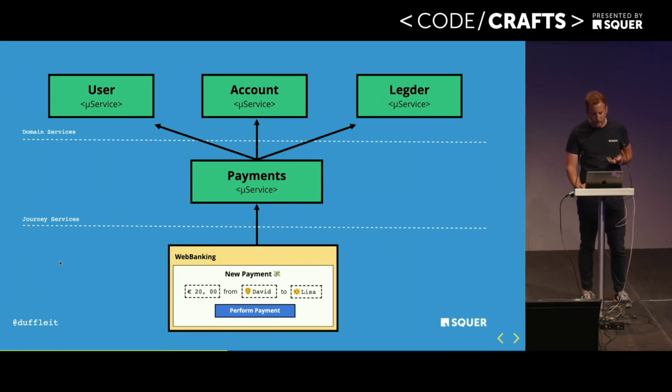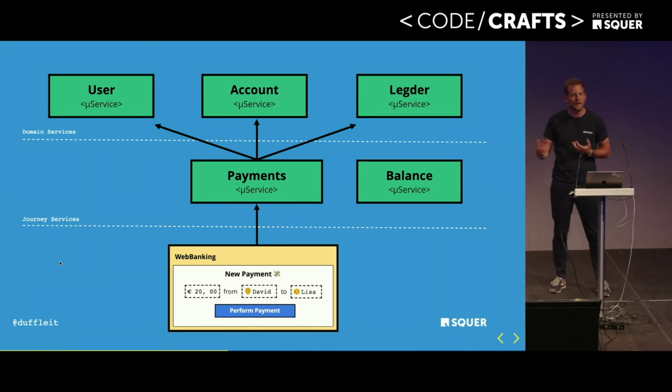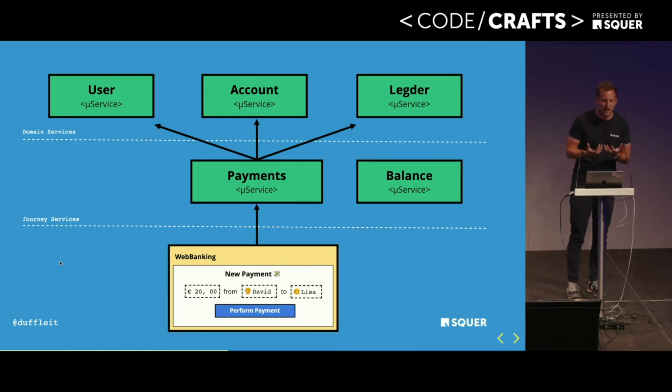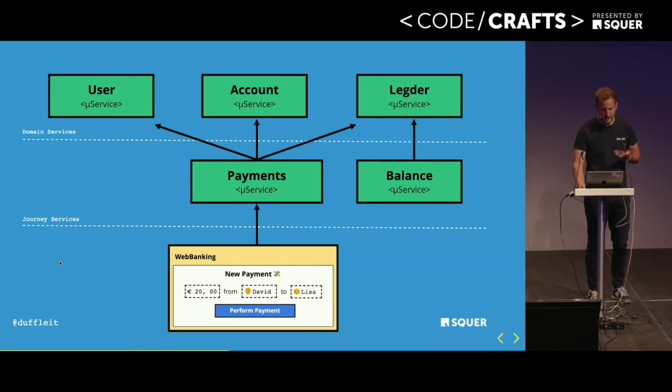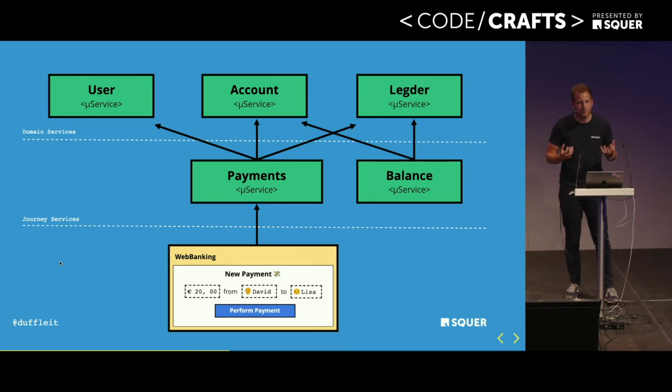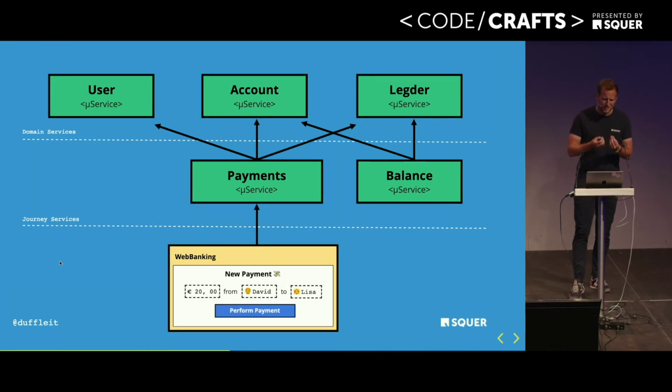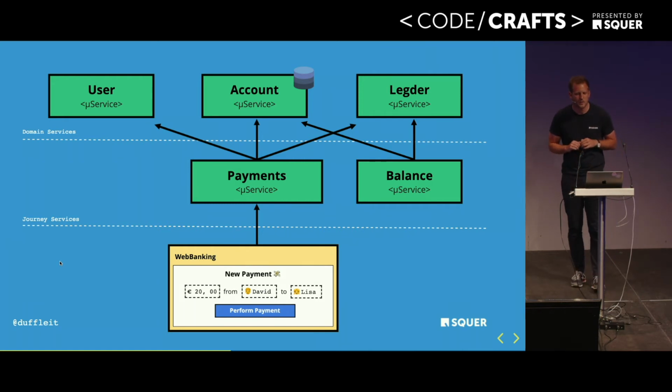Well, maybe if you have another customer journey service like balance, you want to show the user the current balance. Then this balance microservice would obviously also need to have account information, right? And ledger information. And that's the problem here, right? The hard part about distributed systems is not always how you slice the services, but usually how you share the data between the services, and especially when it comes to customer journeys.